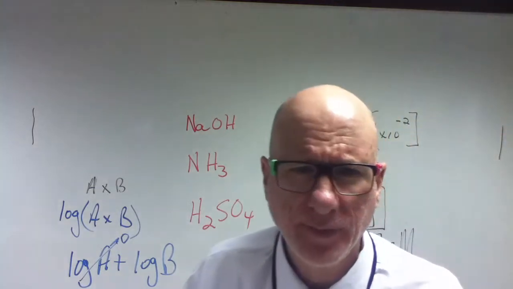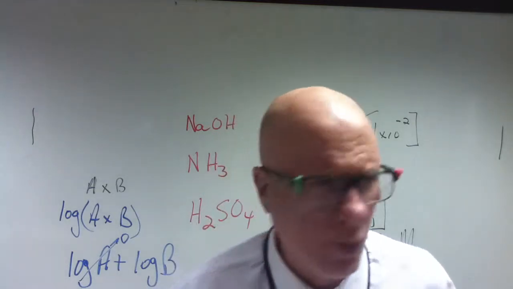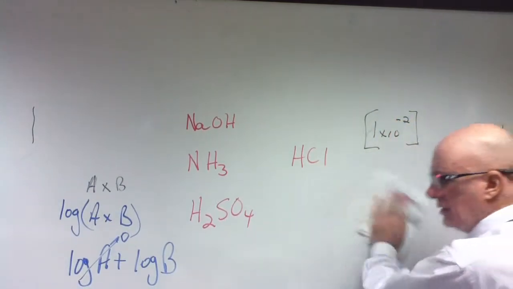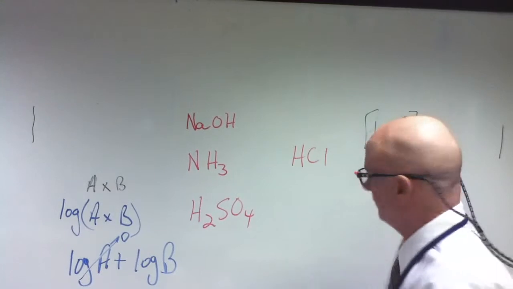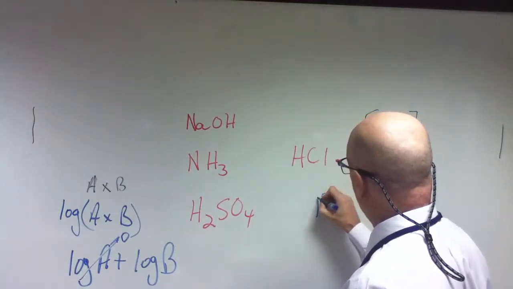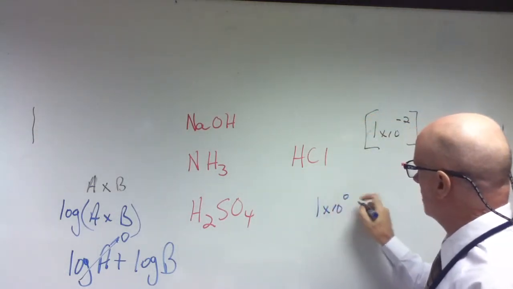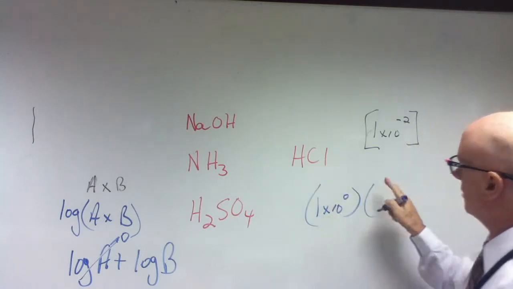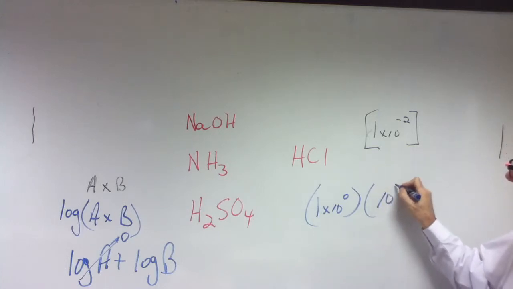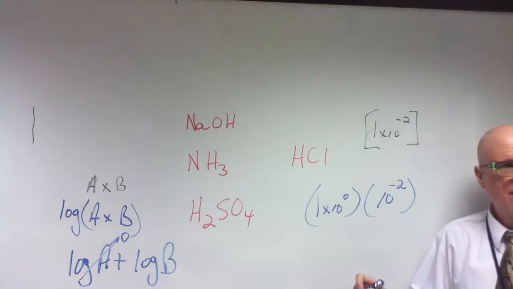Why is the log of 1 0? What does that mean? I'm kind of teaching a little algebra here. How is the log of 1 0? Because that means 10 to the power of 0 is 1. In other words, it looks like this. This is 1 times 10 to the 0, right? Times 10 to the negative 2. Isn't that what that is? Yes?